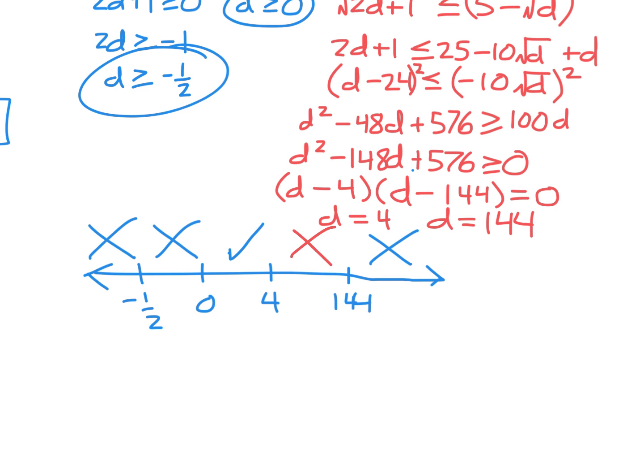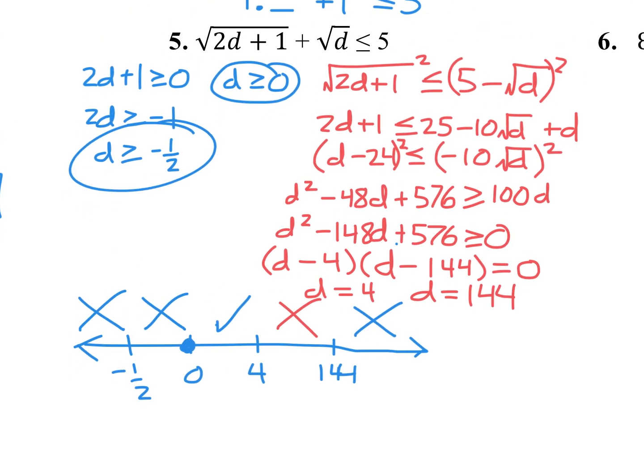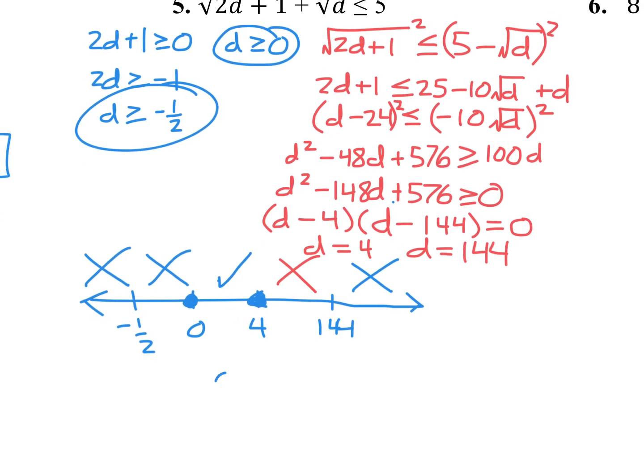All right, so I just need my circles. This was a closed circle. The 4 came from the original problem, which had the line underneath. All right, so we're finally at our answer. 0 is less than or equal to D, which is less than or equal to 4.